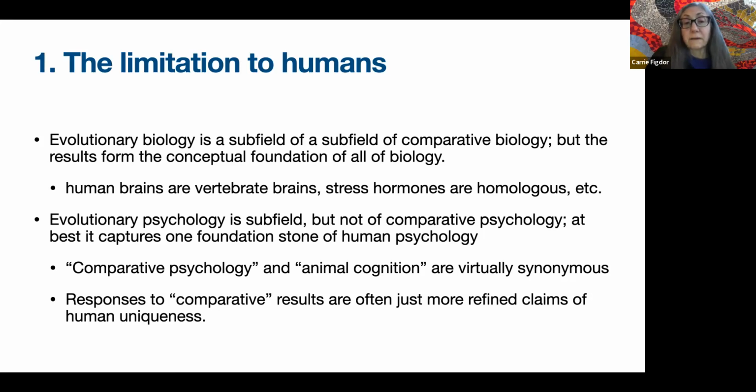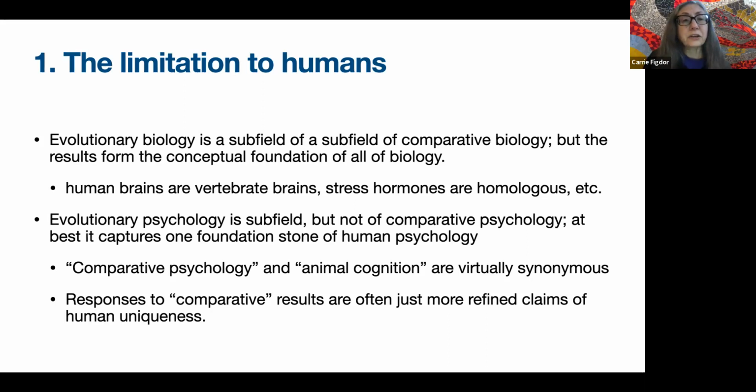Evolutionary psychology is a subfield of some sort, but it's not a subfield of comparative psychology. And at best, it captures just one foundational bit of human psychology. In other words, what are our phenotypes adapted for? And in fact, comparative psychology and animal cognition are pretty much synonymous, which is odd. And then responses to results from comparative psychology are usually just ways of pushing back to defend some view of human uniqueness.